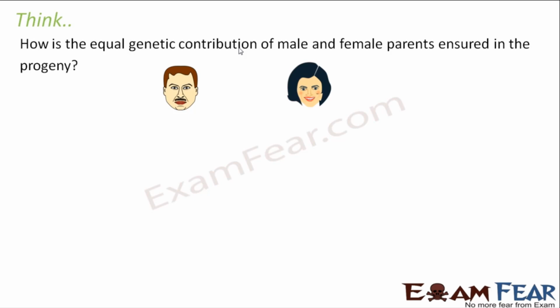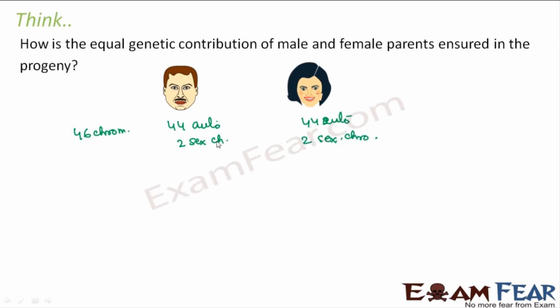How is the equal genetic contribution of male and female parents ensured in the progeny? So how do we know that the male and the female both contribute equally in the offspring? Now, as I said before also, a human male will have a total of 46 chromosomes: 44 autosomes and 2 sex chromosomes. Similarly, the female will also have 44 autosomes and 2 sex chromosomes. The sex chromosomes in male are XY. For female, the sex chromosomes are XX.